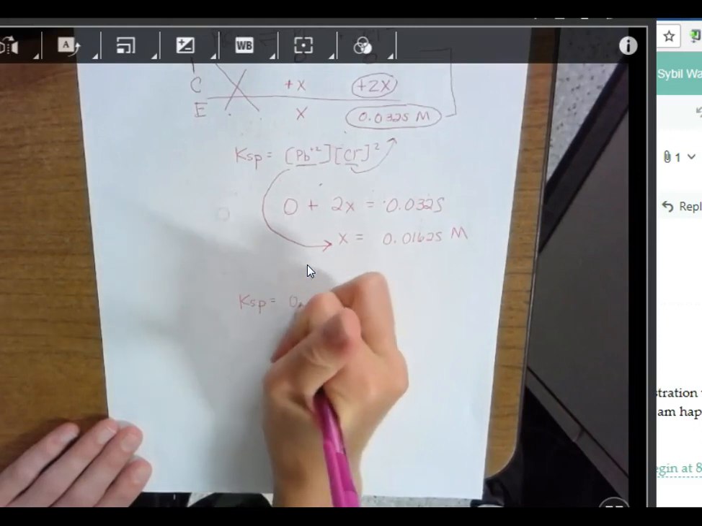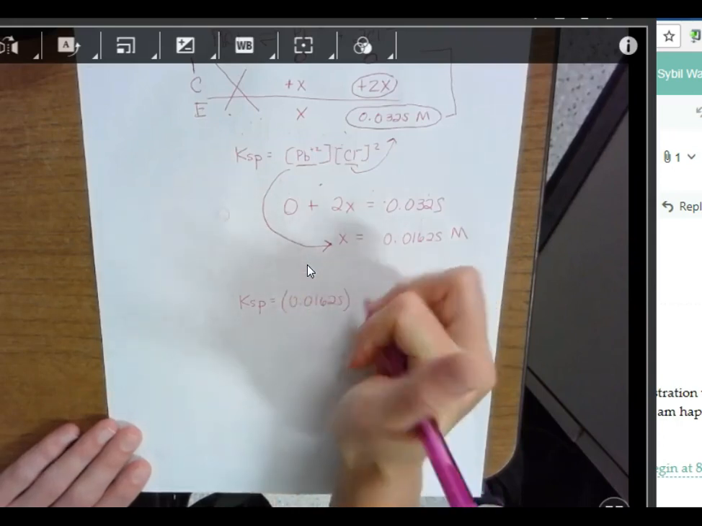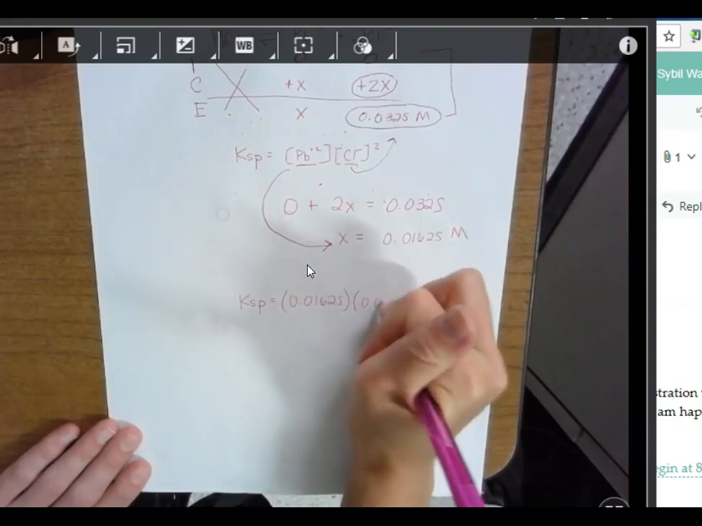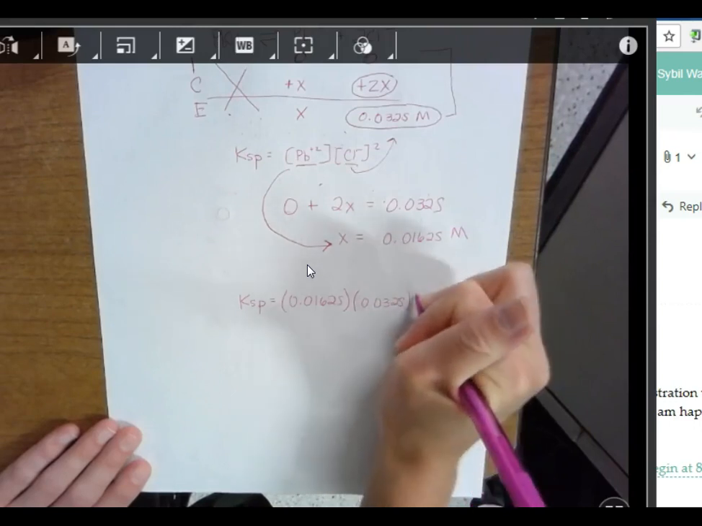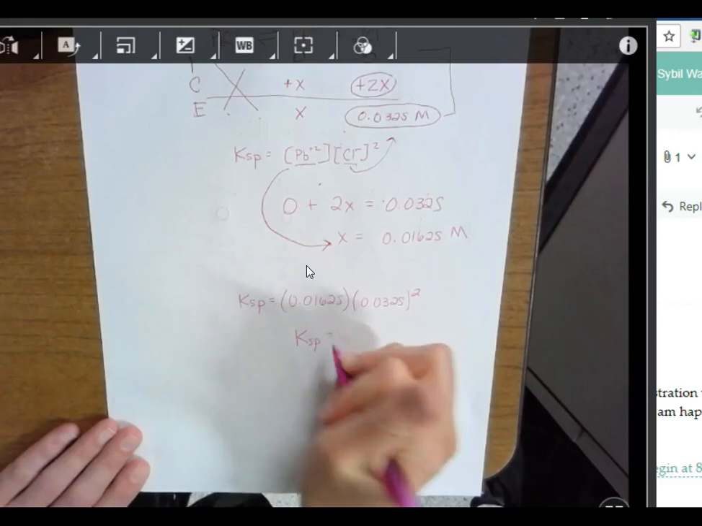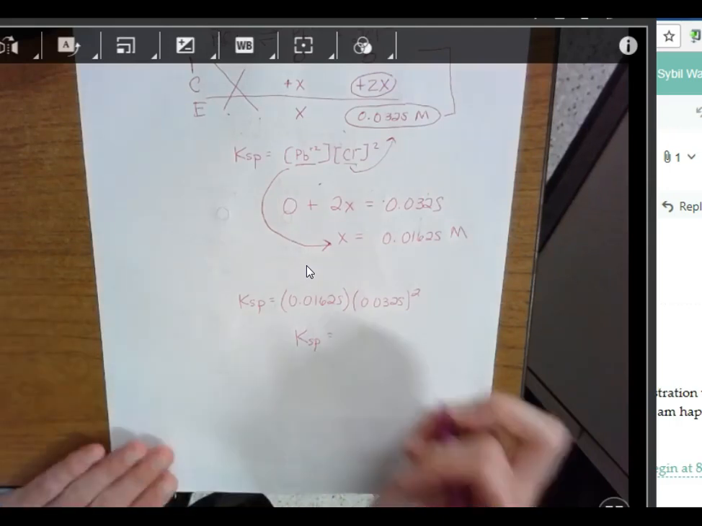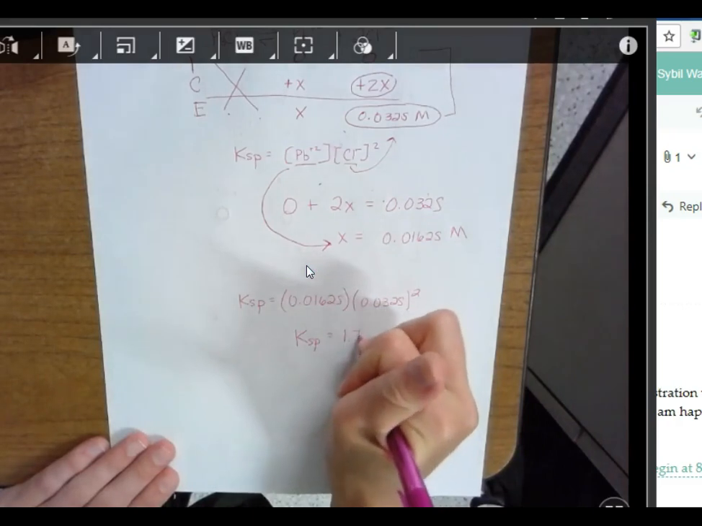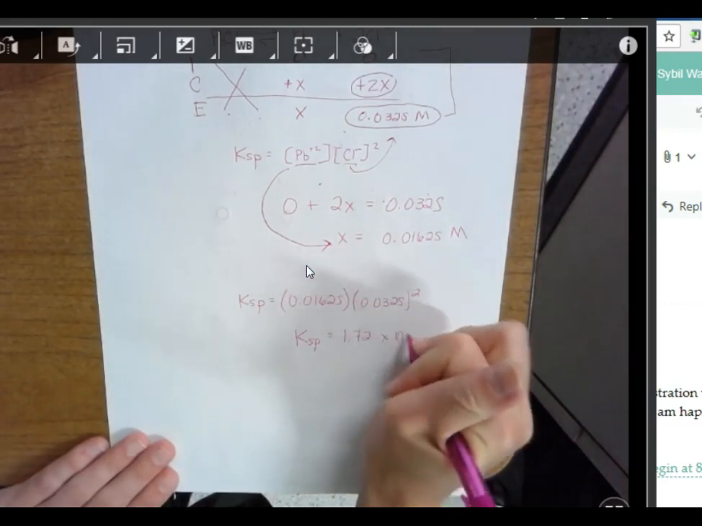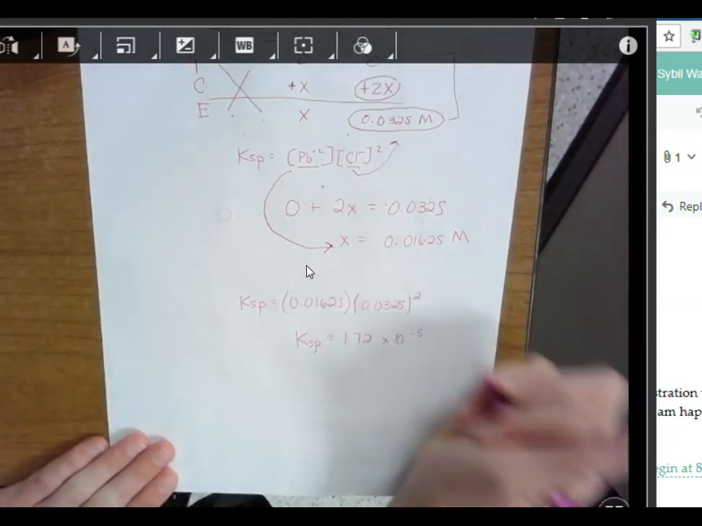So it's going to be 0.01625 times 0.0325 squared. Remember, our K values don't have any units. So KSP equals 0.01625 times 0.0325 raised to the second power. So I got 1.72 times 10 to the negative 5 as my KSP value.